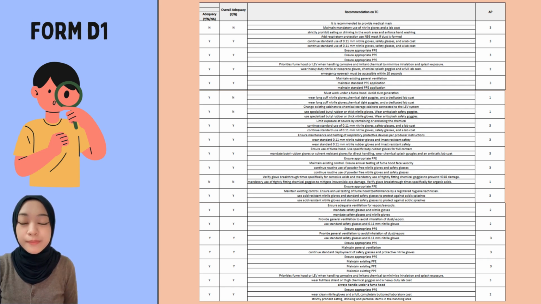Besides that, appropriate PPE such as lab coat, chemical-resistant gloves, safety goggles, and suitable respiratory protection should always be used according to the hazards of each chemical. Proper chemical storage, including the use of a dedicated chemical storage cabinet, should also be implemented to further reduce exposure risk. So this improvement will strengthen the existing engineering control and provide better protection for laboratory personnel.